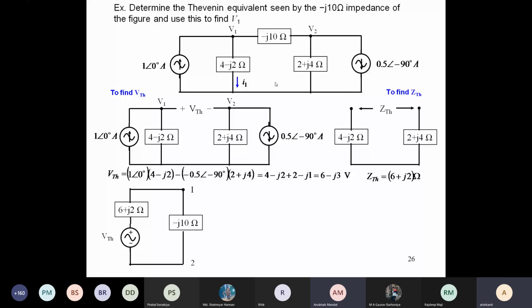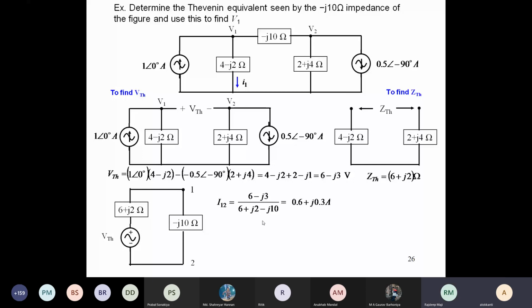So what is the current from 1 to 2? That is I12. It will be 6 minus 3J divided by 6 plus 2j minus 10j. Okay, so find out this current. It is 0.6 plus 0.3j.